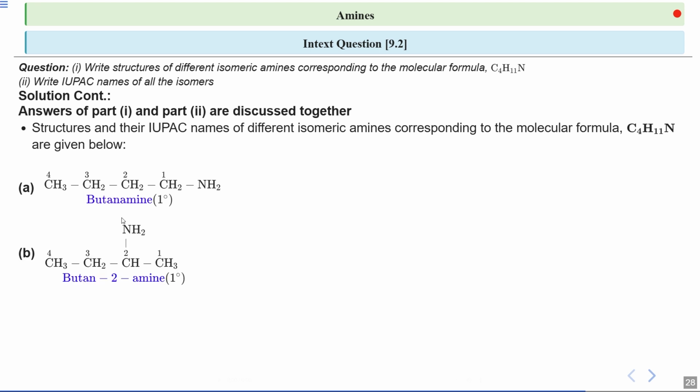Now look at the second isomer. If you look at this isomer, we have changed the position of this NH2 group. If you write the IUPAC name, 1, 2, 3, 4, 4 carbon atoms. Butane, E will be replaced by amine, and this 2 indicates the position of NH2 group. So it will be butane-2-amine, because at second carbon NH2 group is attached. And this is also a primary amine, because this nitrogen is bonded to 2 hydrogen and 1 carbon. So this is a primary amine.